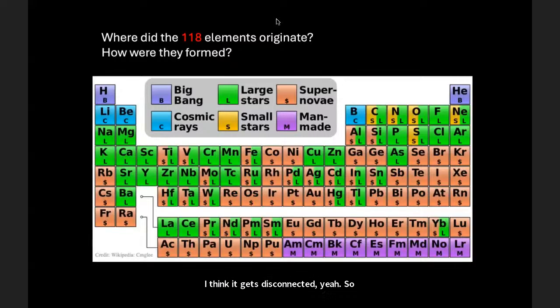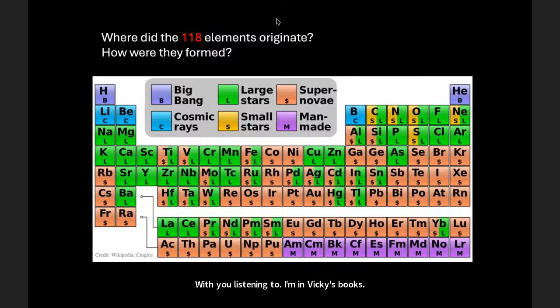So the question is how these elements are produced. And now I have the same periodic table, organized in the same way, but now with a different color code. Here I want you to see that the color code means where these elements are produced, or where we believe they are produced. So you see that the lightest ones, like hydrogen and helium, are produced in the Big Bang, at the beginning of the universe.